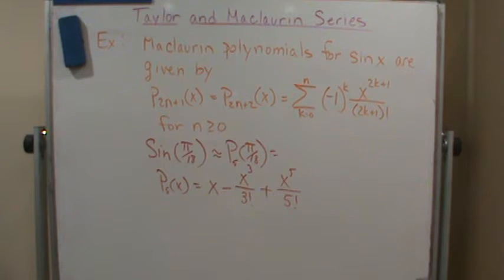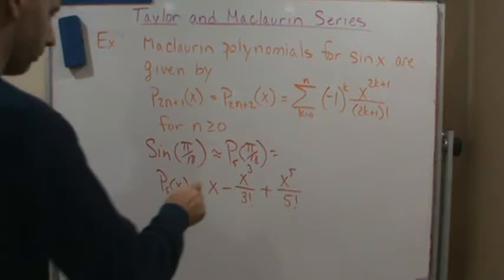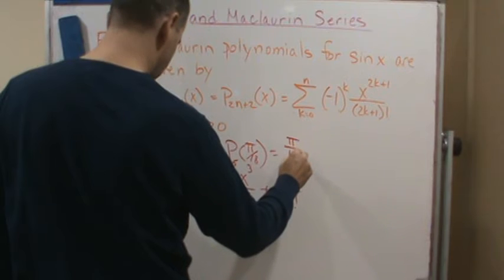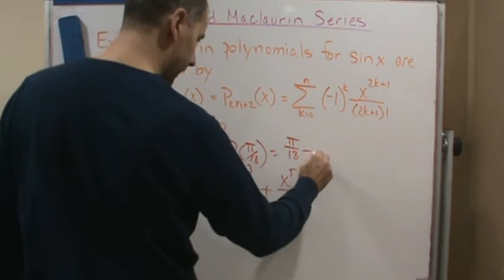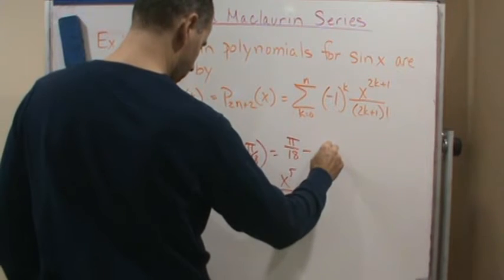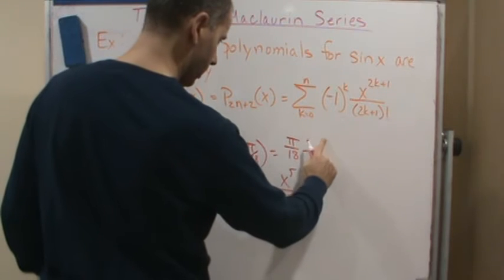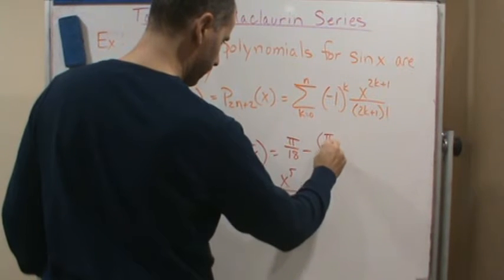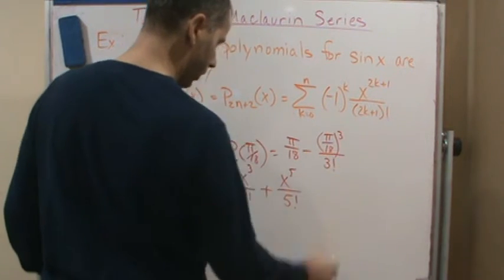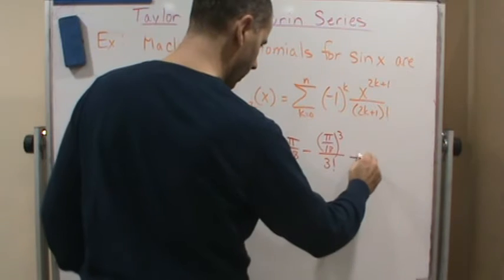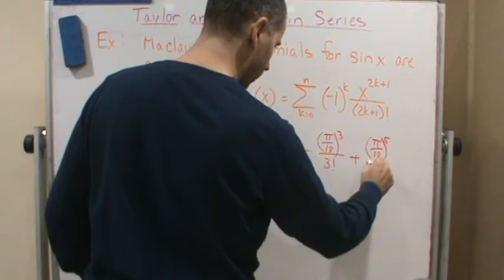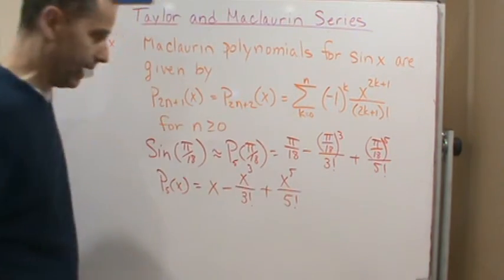And so what do we get? Let me write this out. We get pi over 18 minus pi over 18 cubed over 3 factorial plus pi over 18 to the 5th power over 5 factorial.